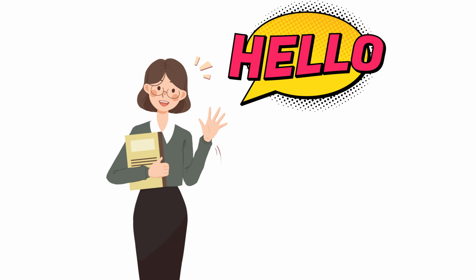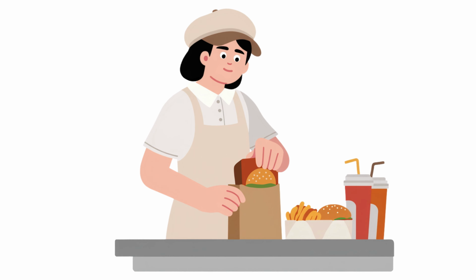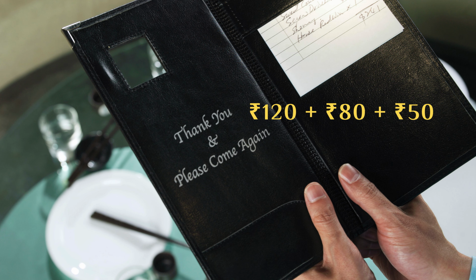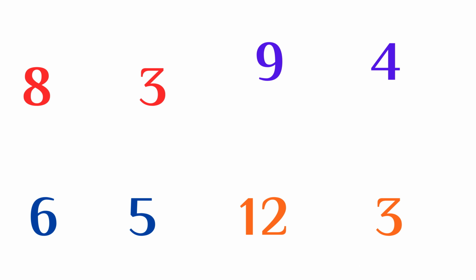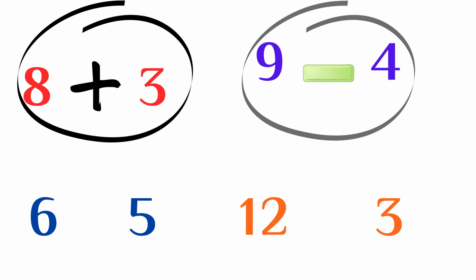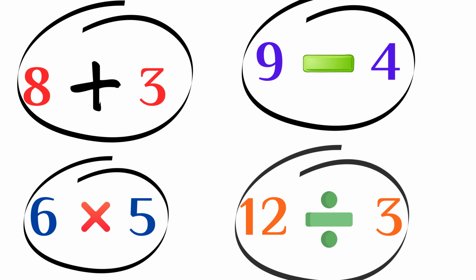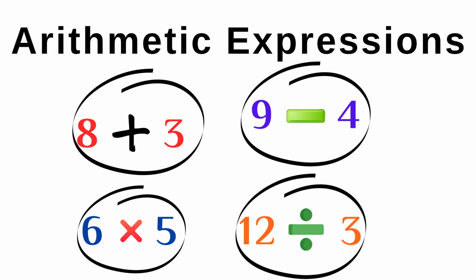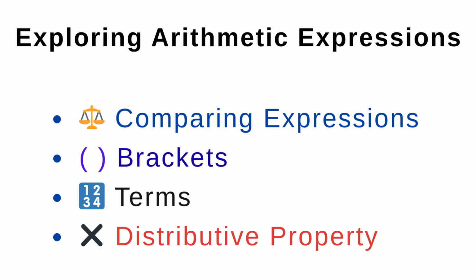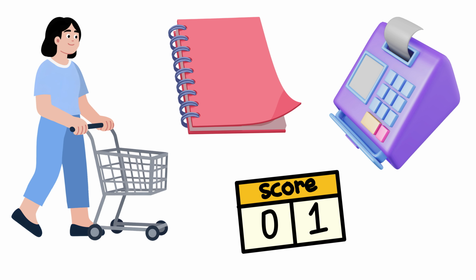Hello, everyone. Have you ever ordered food with friends and tried to quickly calculate the bill? Or maybe you added your pocket money for the week. Whenever we combine numbers using operations like plus, minus, multiply, or divide, we are actually creating something called an arithmetic expression. Today, we are going to explore how these expressions work and how they help us solve real-life problems.